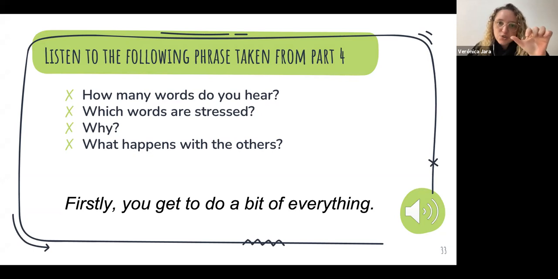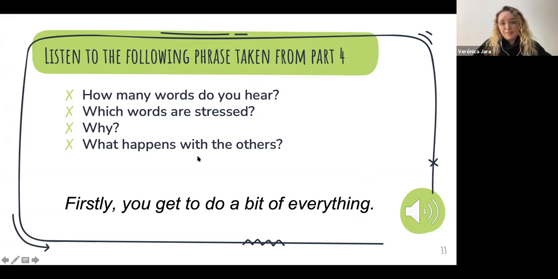Selecting a very short phrase, and say, okay, if this was in writing, how many words would you write, right? How many words do you hear? And there will be some divergence, right? And then you can continue building from there. And you can say, okay, which words are stressed? Which words are stronger? Which words are louder? And then you can ask them why. For example, let's listen again. Which words are stressed? Firstly, you get to do a bit of everything.